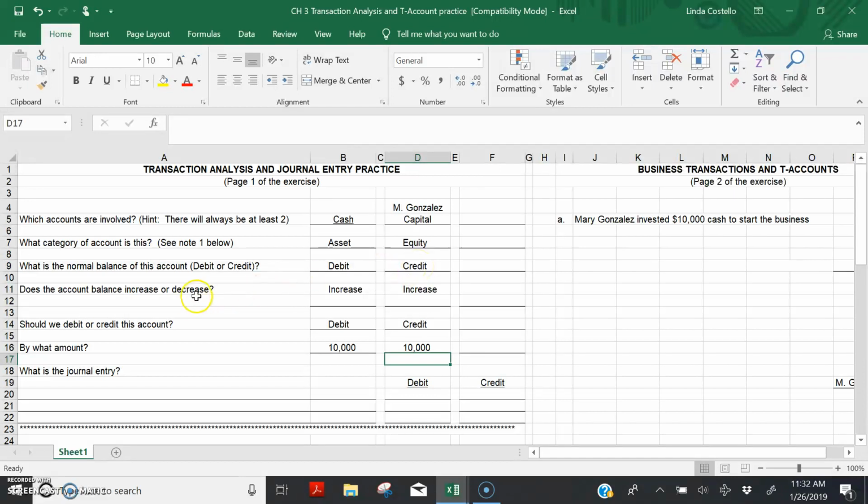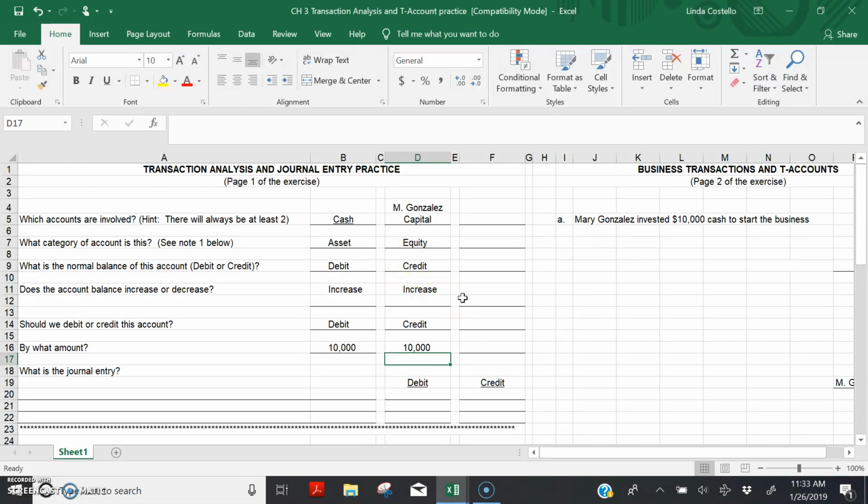Does this balance increase or decrease as a result of the business transaction? Well, before this transaction, the company had no equity recorded on its books. Now it has $10,000 of equity. Therefore, the balance in the capital account increased.